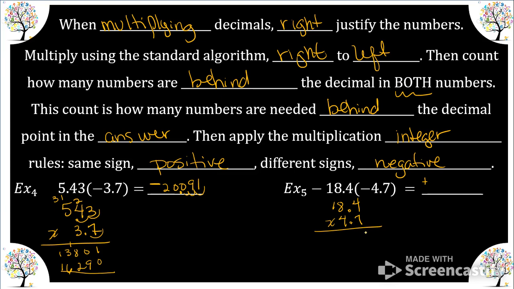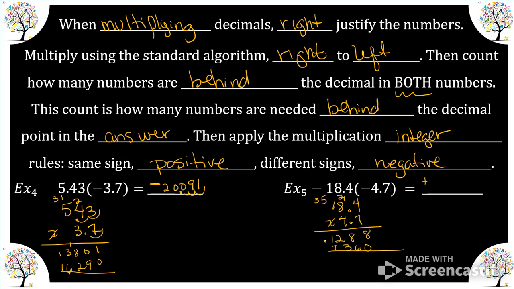Seven times 4 is 28. 7 times 8 is 56, plus 2 is 58. 7 times 1 is 7, plus 5 is 12. Bring down a 0. Now we start with a 4. 4 times 4 is 16. 4 times 8 is 32, plus 1 is 33. 4 times 1 is 4, plus 3 is 7.